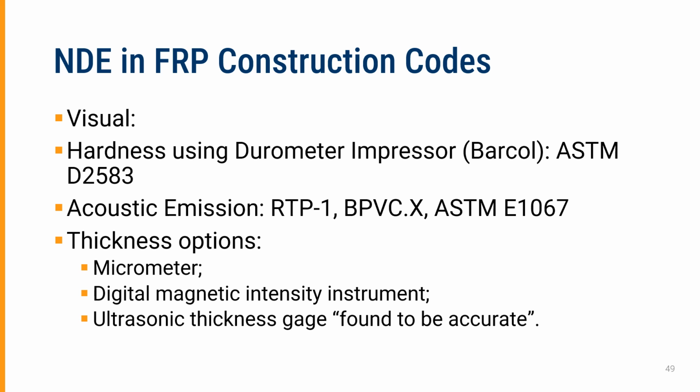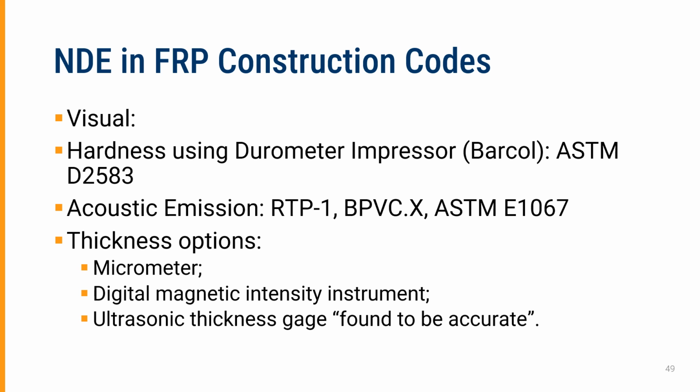Non-destructive evaluation has very limited use in FRP construction codes. Visual inspection is used. This is the most extensive inspection used, where inspectors are required to look for specifically visible features that may or may not affect the acceptance of equipment by the code. Hardness of the surface is taken using a durometer impressor. It's called a Barcol impressor.